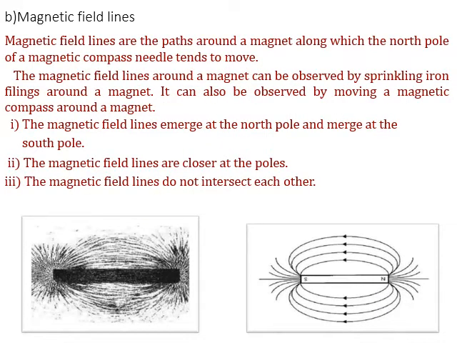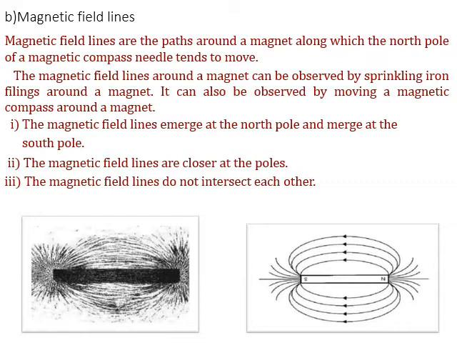Magnetic field lines. The magnetic field lines are the paths around a magnet along which the north pole of a magnetic compass needle tends to move. The magnetic field lines around a magnet can be observed by sprinkling iron filings around a magnet. It can also be observed by moving a magnetic compass around a magnet.